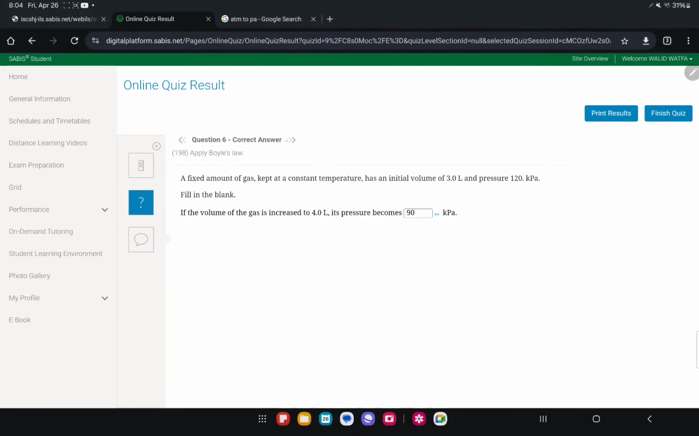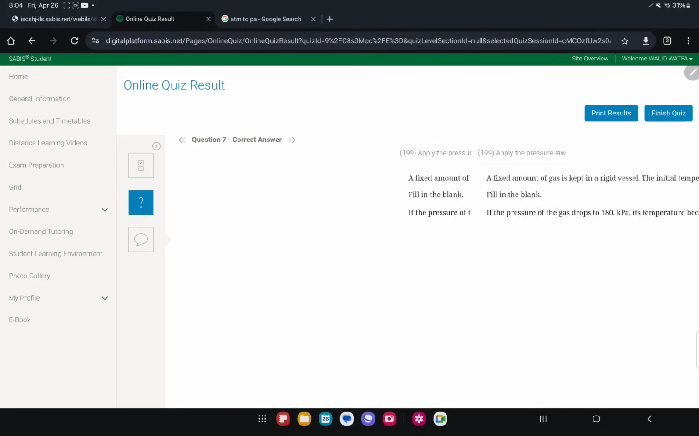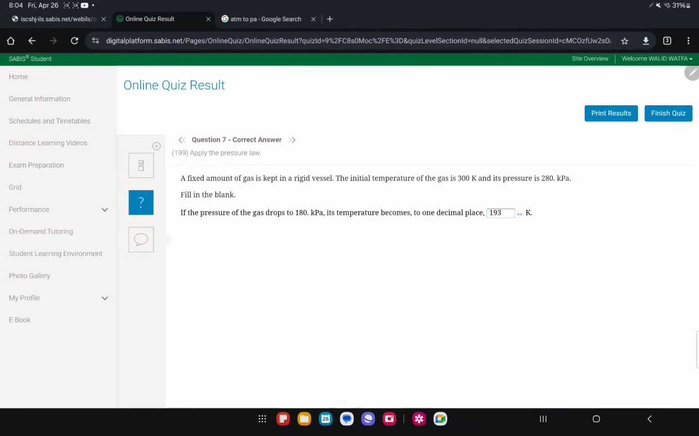Okay, question 6. A fixed amount of gas is kept in a rigid vessel. Initial temperature is 300, so T1 is 300. Pressure is 280, so P1 is 280. The pressure of the gas drops to 180, so that's P2. The temperature becomes, they want T2.